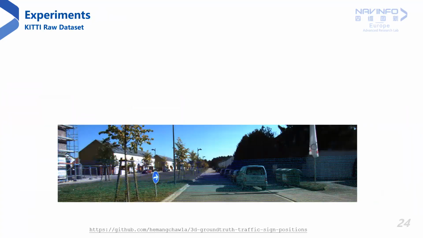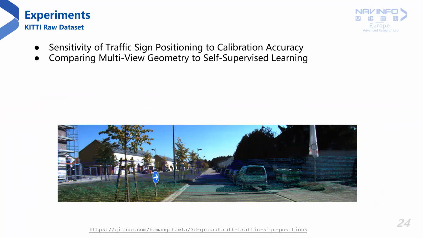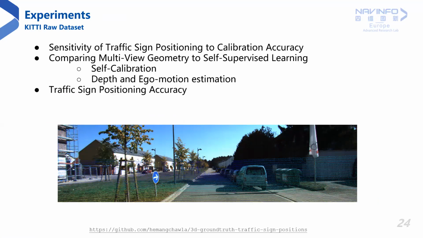Now, to evaluate our proposed system of crowdsourced 3D traffic sign positioning with unknown cameras, we first study the sensitivity of the proposed system to the calibration accuracy. Thereafter, we note the performance of multi-view geometry and self-supervised approaches to self-calibration and depth and egomotion estimation. We study the impact of these components on the sign positioning accuracy to formulate the best way for combining their strengths to increase the map coverage. All our experiments are performed on the traffic signs found in the KITTI raw dataset, whose specifications we make publicly available.